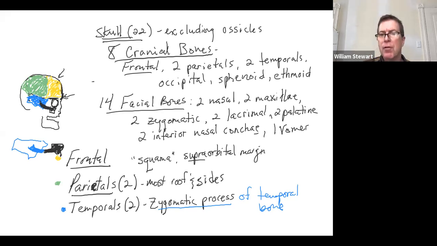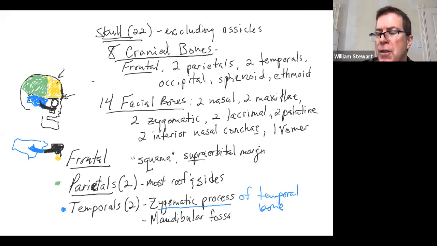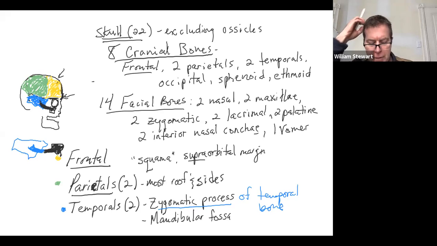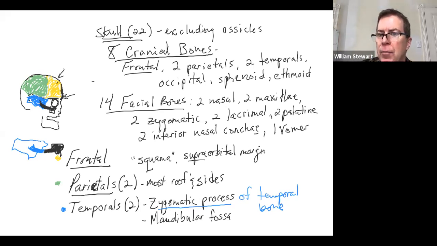There is a mandibular fossa in the temporal bone as well. Let me write that down. Mandible means lower jaw. There's a mandibular fossa. Fossa means depression, like a crater. There's a mandibular fossa that articulates with the mandible. So when we open and close our mouths, what we are doing is moving our lower jaw. Sorry, I misspelled that. We're just moving our lower jaw, which is the mandible.